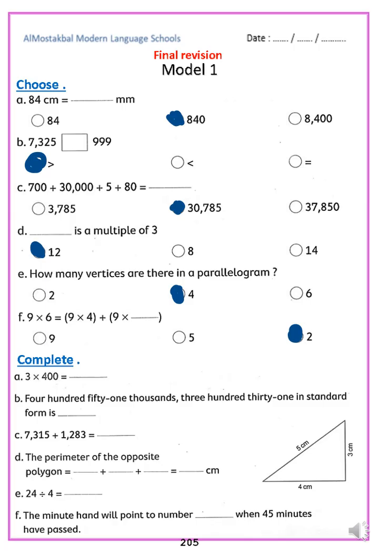Complete 3 times 400. First, write the zeros, okay? Write 2 zeros. 3 times 4 equals 12, so the answer is 1,200. 451,331 in standard form is, okay, write each number as you read it in words, okay? 451,331.